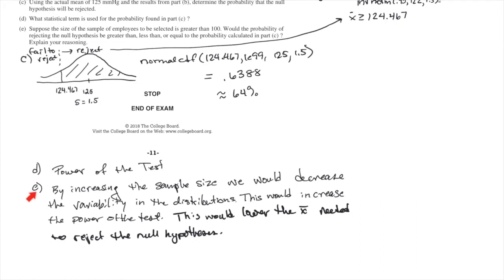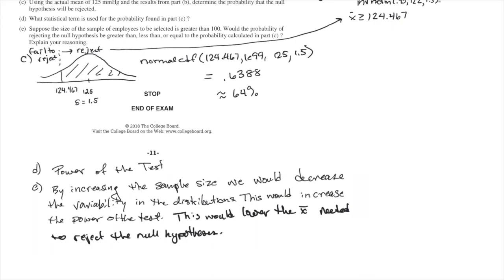In part E, if I increase my sample size, I'm going to decrease that variability. So the curve here won't be as wide. My standard deviation is going to shrink, which means that I'm going to increase the power of the test. Remember, if we increase sample size, everything that I want to happen goes up. Power goes up and type 2 error goes down. Those are inversely related. And this would increase the power of the test. That was what they asked me.